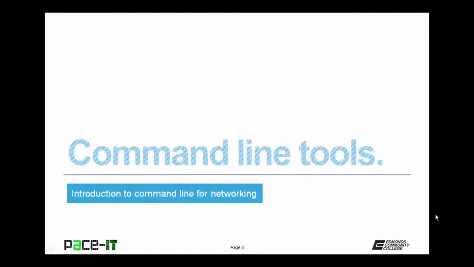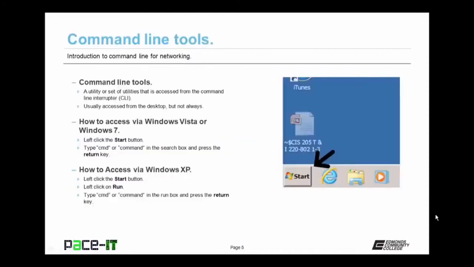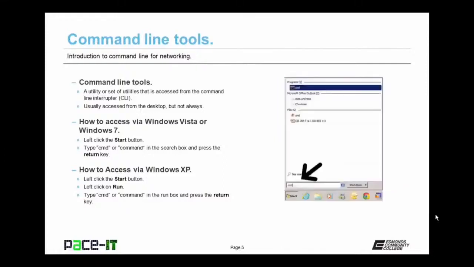Of course, we get to start by talking about command line tools. Now, command line tools are a utility or a set of utilities that are accessed from the command line interpreter. Usually they are accessed from the desktop, but not always. Now, to access them in Vista, you click on Start, and then in the Run box you type Command or CMD. In Windows XP, you click on the Start button, then you click on Run, and then you can enter CMD or Command to get access to the command line.